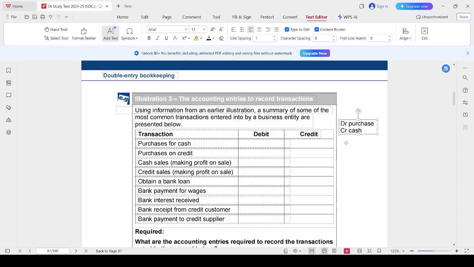And also purchases on credit: we are incurring purchase expense. Expenses are posted on the debit side. That's why debit purchase, credit. You see, we are purchasing on credit, which means we are not paying for the goods yet. We have a liability of transferring cash in the future. That's why credit liability. You may write liability or payable.